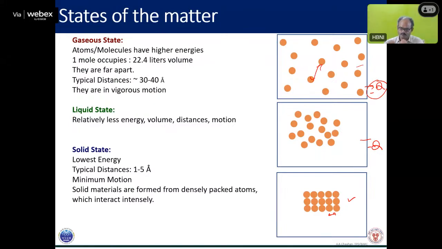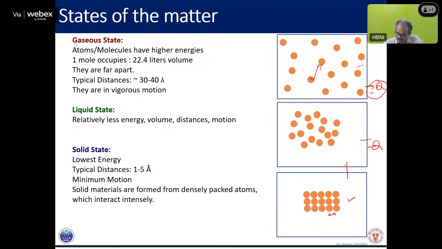If we go in the reverse way, suppose I start heating a solid, the energy of these atoms will start increasing, and after a certain level they will achieve so much energy that they will go into a liquid state. And if you further start giving heat to this liquid, it will vaporize.